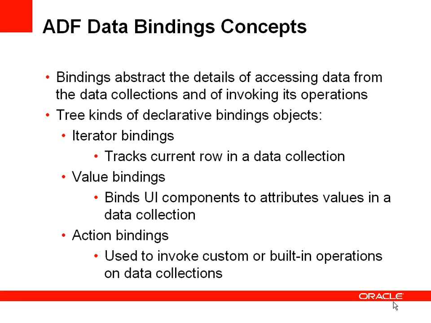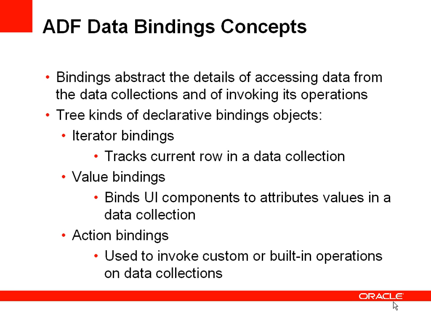And there are essentially three types of declarative bindings that you'll be using here: iterator bindings, value bindings, and action bindings. So a value binding simply binds a UI component like a text field or a table to an underlying data control value, and it might be a simple, single value, or it might be something more complex, where, for example, a table binding is binding to a complete collection of data, so many rows and many attributes of data.